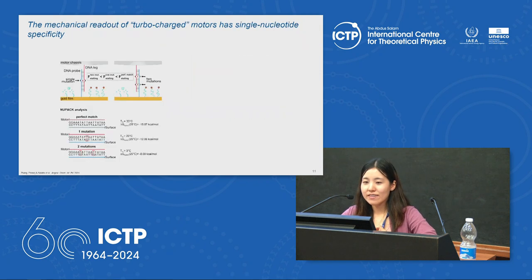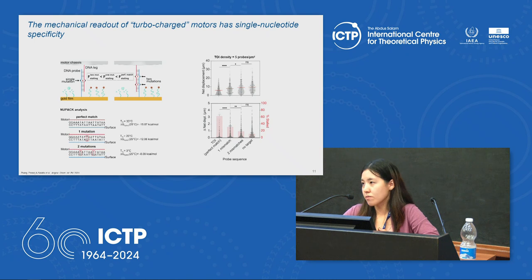And then finally, we also wanted to determine the specificity of the mechanical readout for our mechanosensing assay. So we introduced one-nucleotide and two-nucleotide mutations in the target. We also did some NUPACK analysis of the predicted melting temperatures and the delta G of hybridization. Both suggest that even a single mismatch can significantly reduce the stability of the duplex, and indeed, our mechanosensing assay confirms the same prediction.